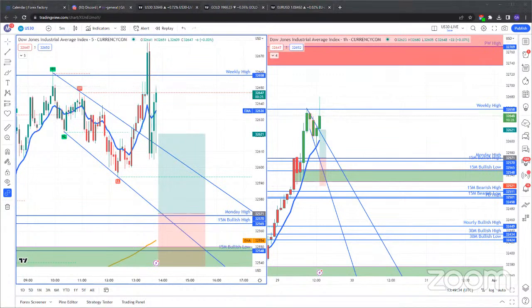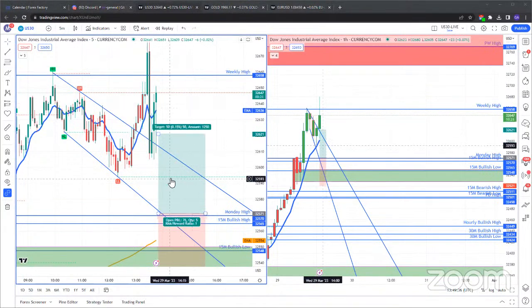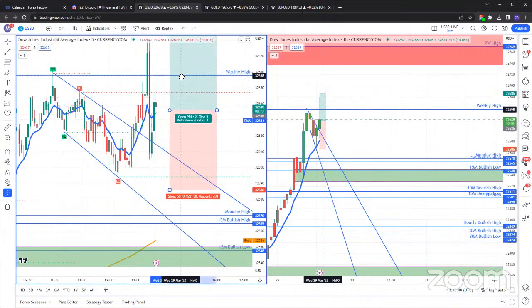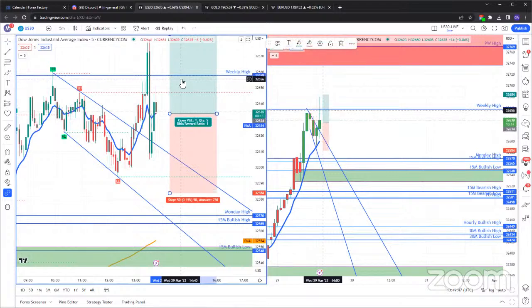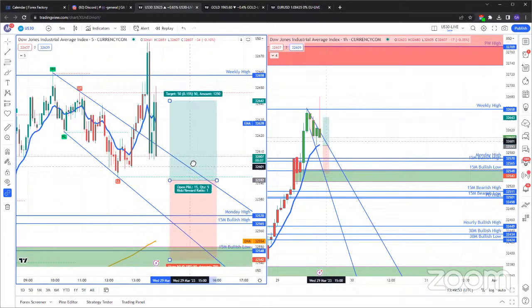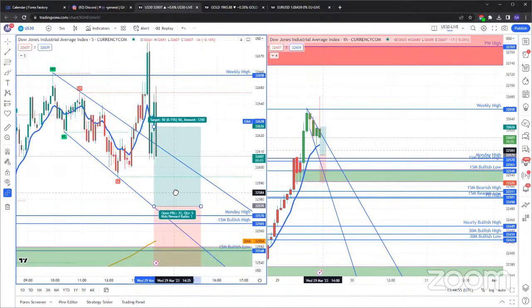I will be buying US 30. Ideally, your stop loss would be below this candle. So let's see how this candle closes, but it needs to close as a bullish candle. If that doesn't happen, we might get a pump to the downside. So we're not gonna get any entry off of that.